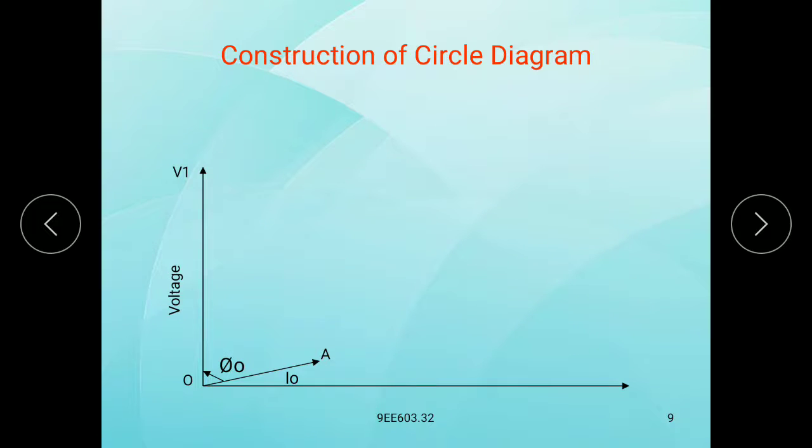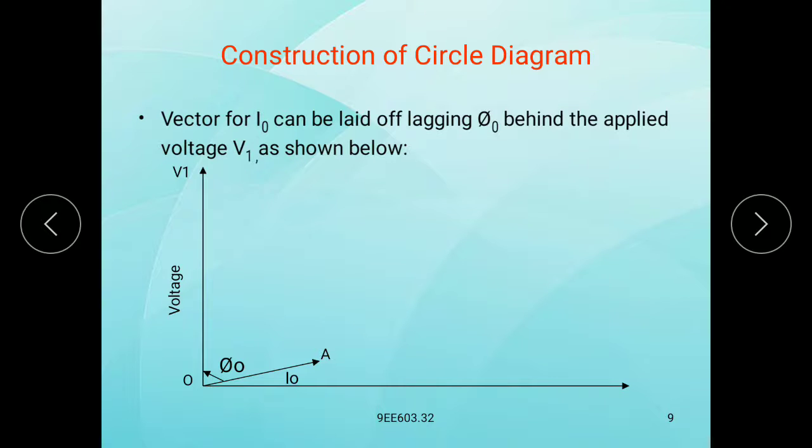Here this is V1, this is I naught. This straight line is taken, and this is phi naught. Draw phi naught from this reference. OA is I naught and this one is the voltage. This is the x axis. Now the vector for I naught can be laid off, lagging phi naught behind the applied voltage V1, as shown below.